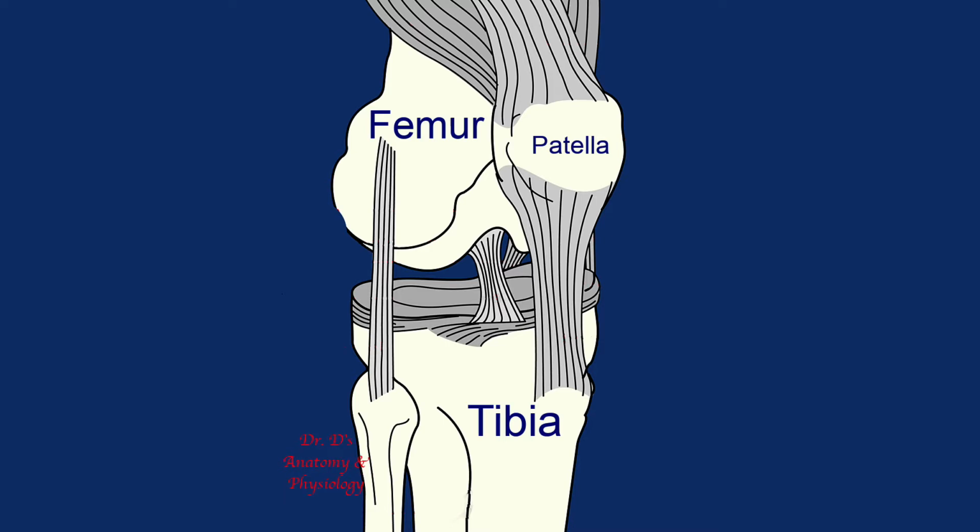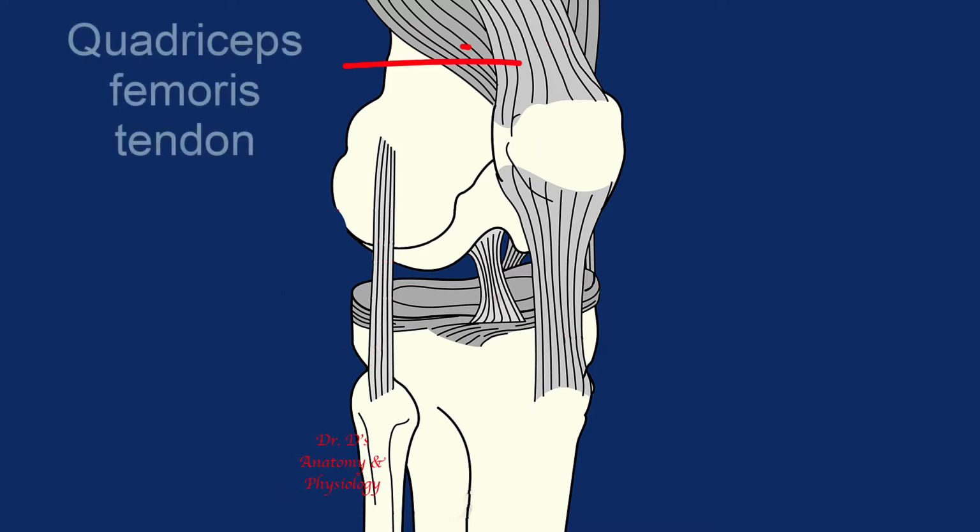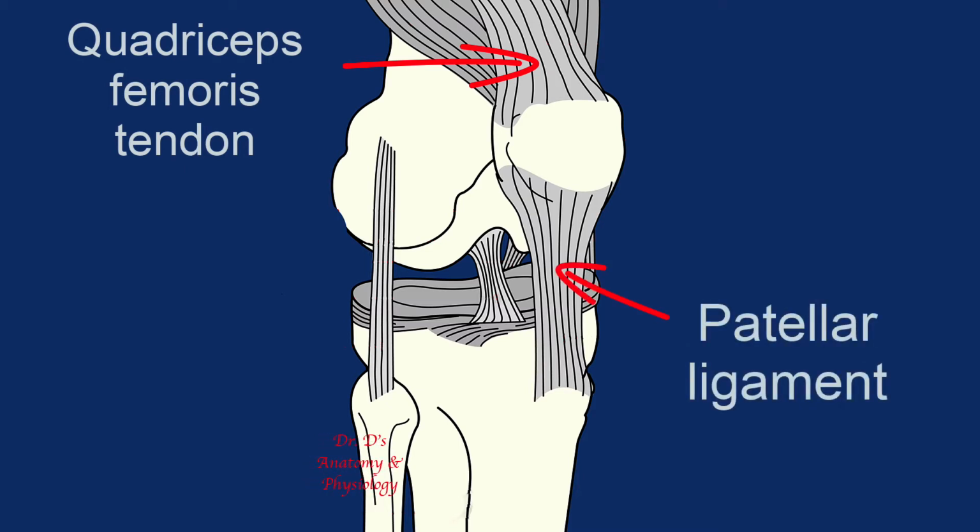Here is a nice diagram of the knee joint that reviews the relationship of the patella to the other bones of the knee joint. Again, superiorly, you have the quadriceps femoris tendon, and inferiorly, the patellar ligament attaches the patella to the tibia at the tibial tuberosity.